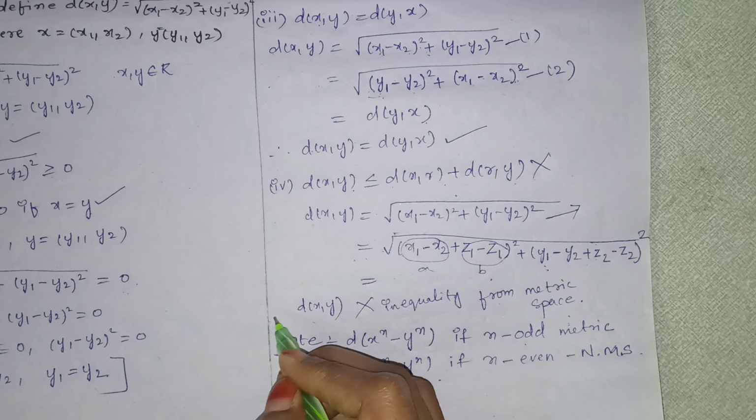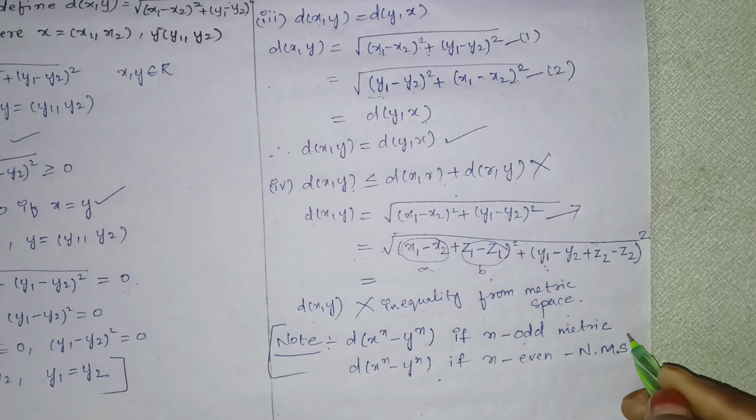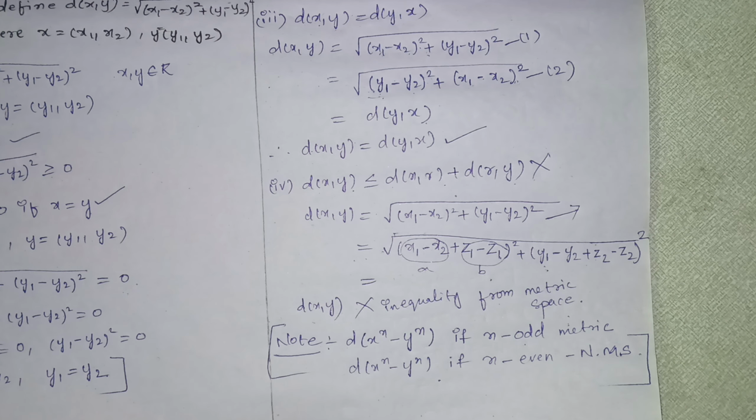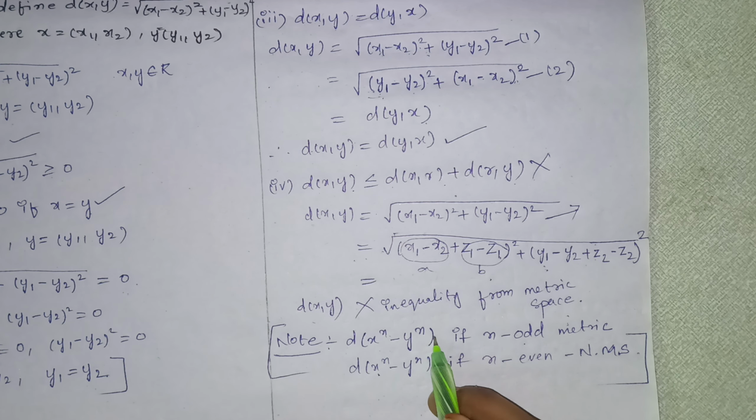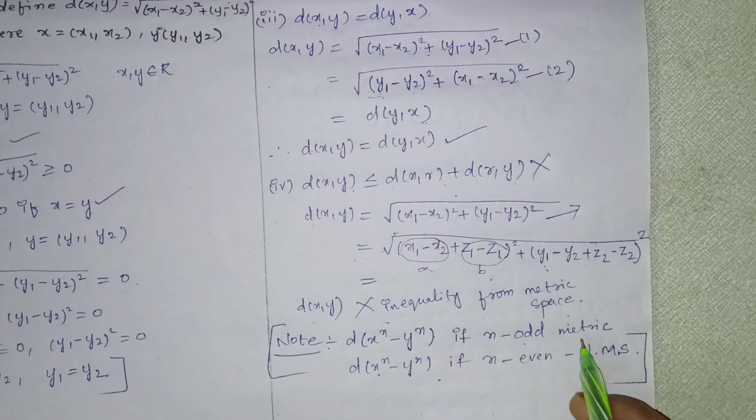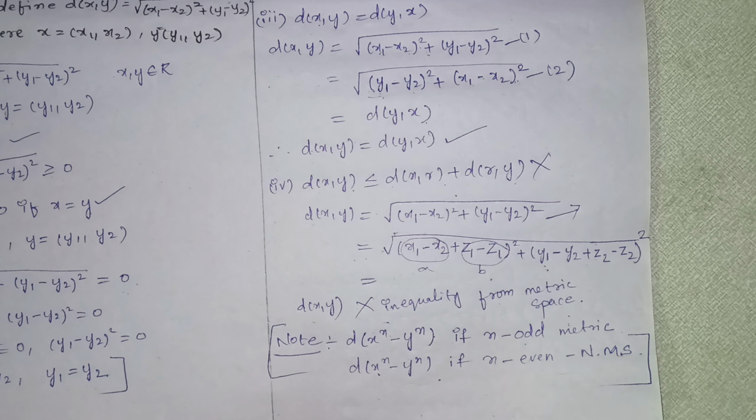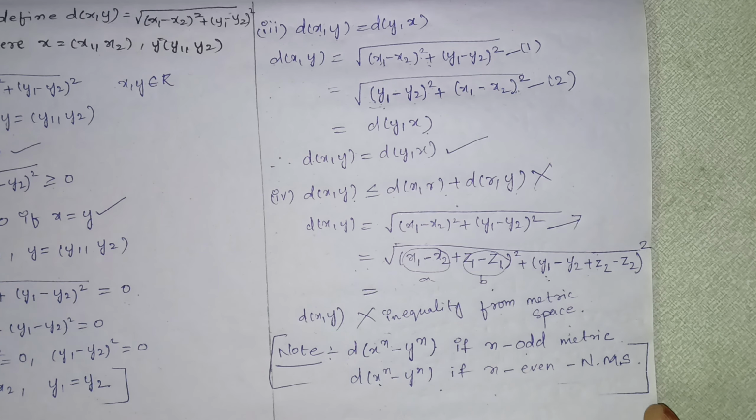So this is the note point which can be asked in competitive exams or in your internals. So please make a note of it. d of x to the power of n minus y to the power of n: if n is odd, then it is a metric space; if n is even, it is not a metric space. Simply by seeing d of x comma y, you can say whether it is a metric space or not.